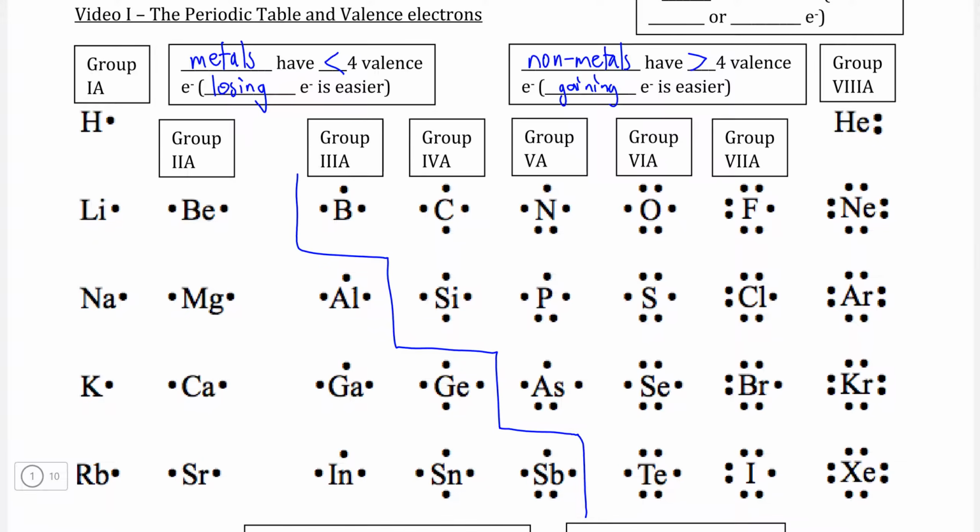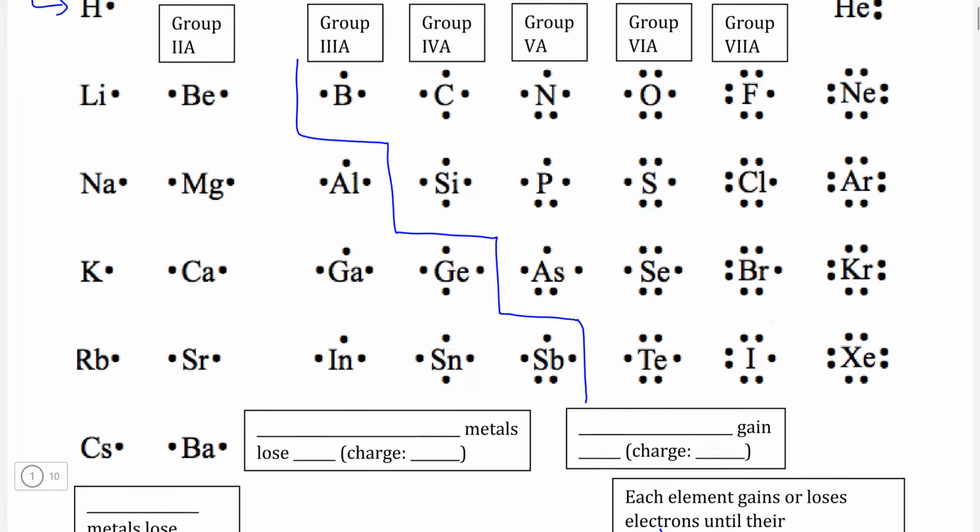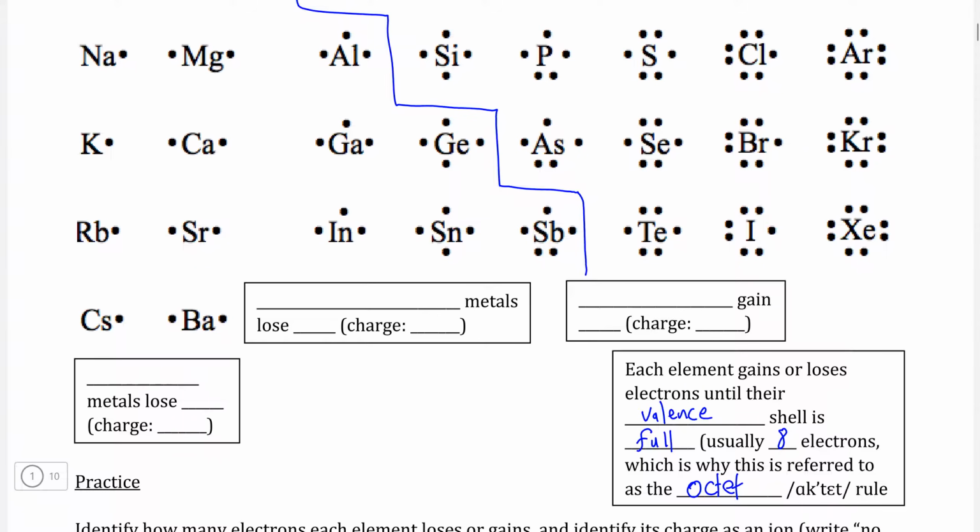Now, this is not true of some elements. For example, with hydrogen and helium that only have electrons in the first shell, remember that the maximum number of electrons in the first shell is 2, but the principle remains the same. Ions form when an element has a full outer shell. It's just for most elements on the periodic table, this number is going to be 8.